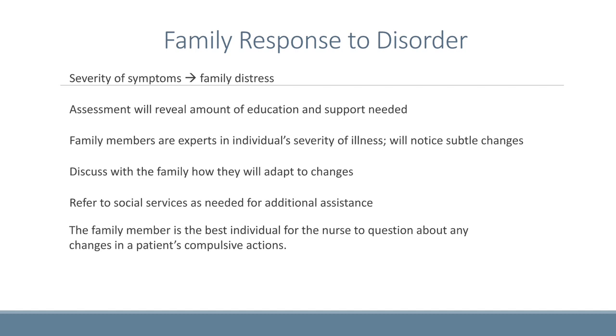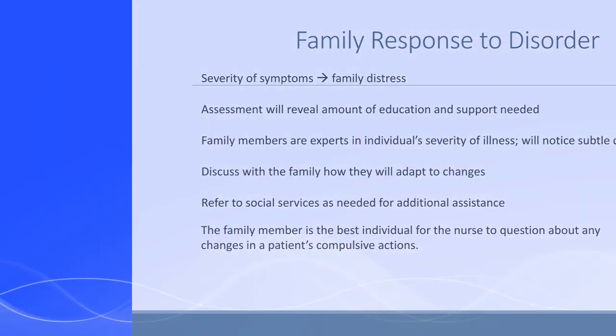Particularly, the people who are experiencing OCD are likely to downplay how often it happens and how often they may perform their rituals. So family members are really important and critical in knowing when they're having an exacerbation of their symptoms, and noticing that they're doing them more often than they might admit. So discuss with the family how they will adapt to the changes, referring them to social services as needed for additional assistance. A family member is the best individual for the nurse to question about any changes in the patient's compulsive actions.